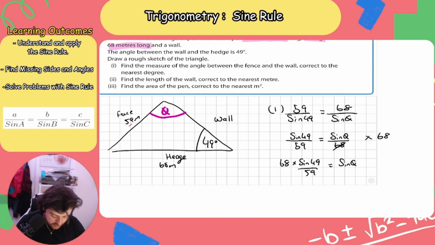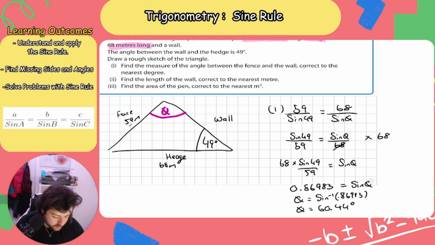So 68 times sine 49 divided by 59 is going to be equal to 0.86983, which is equal to sine theta. So find the inverse of that. Theta is going to be equal to sine inverse of 0.86983, which is 60.44 degrees. And it says correct to the nearest degree, so it's going to be 60 degrees.